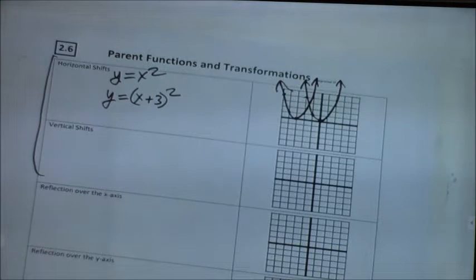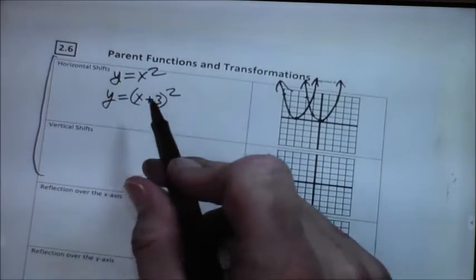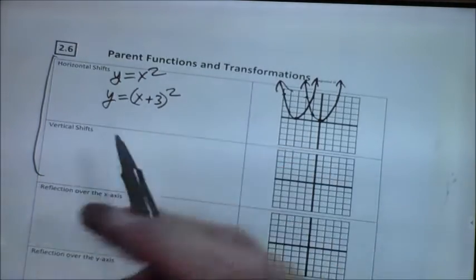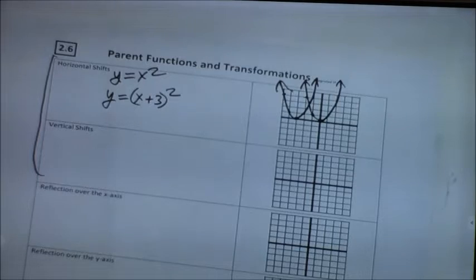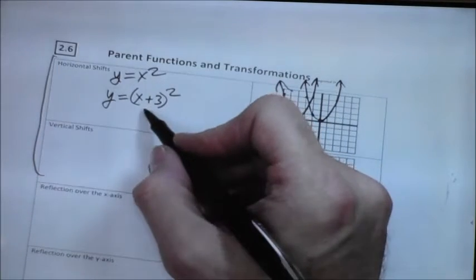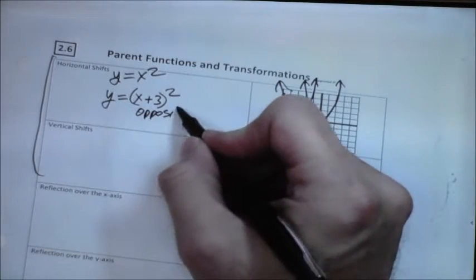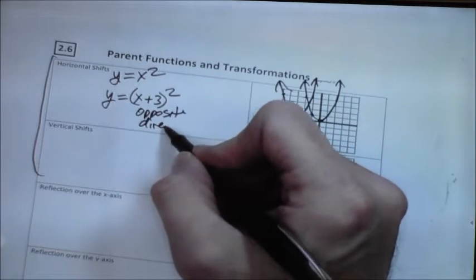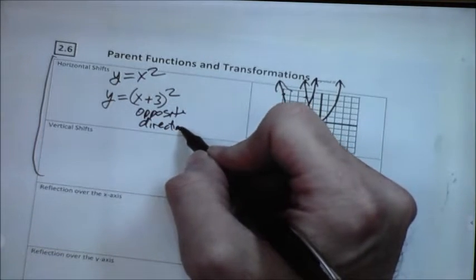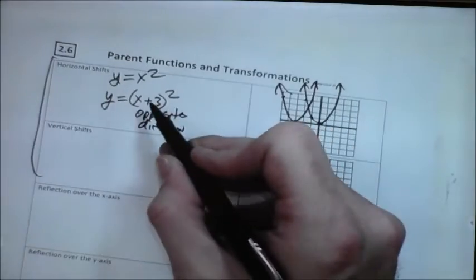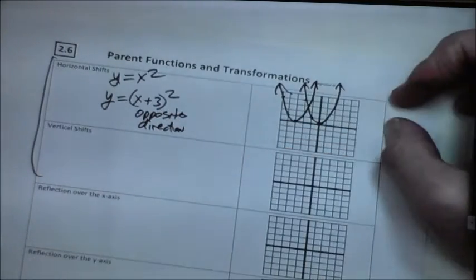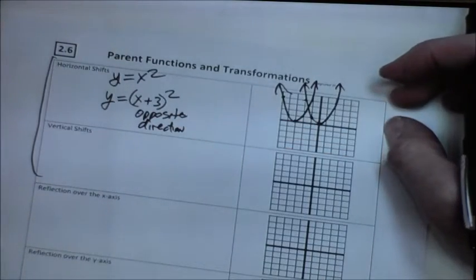If it had been y equals x minus 3, squared, then I would have moved it the other way. So I do the opposite sign for this. So make a note for yourself, opposite sign, opposite direction from what you would normally think. Most people would think +3, we're going to add 3 and move everything that way. Not if it's on the inside. But it is true for the vertical shift.